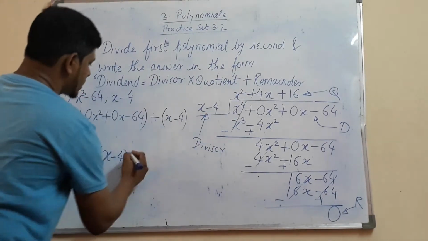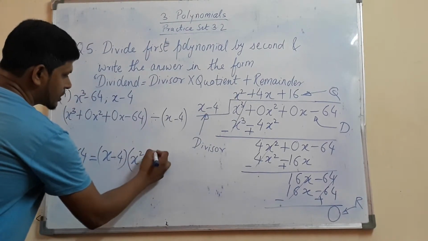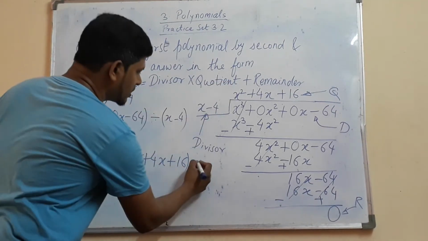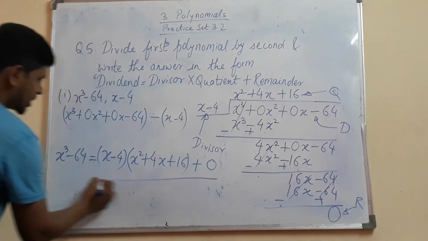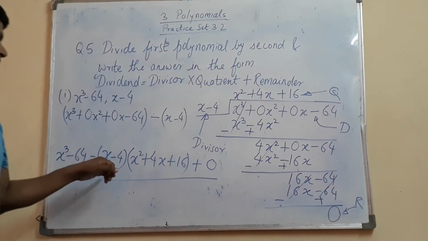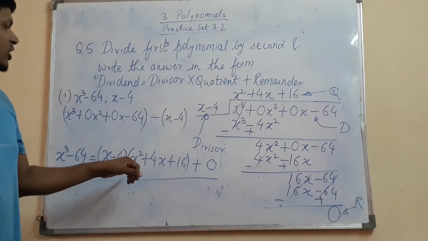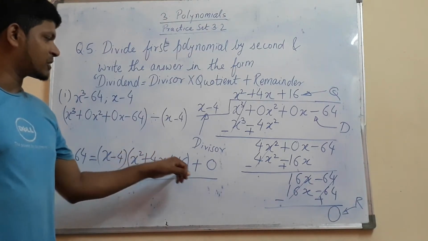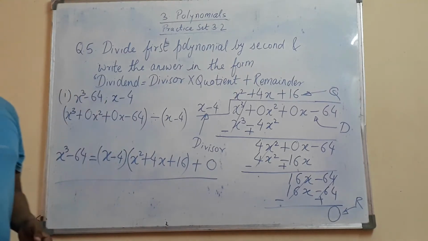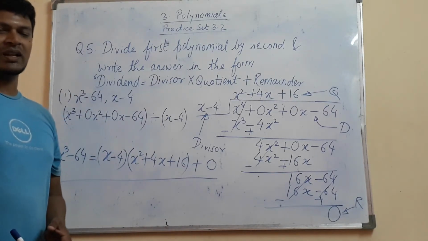Our quotient is x square plus 4x plus 16, and our remainder is 0. So this is our final answer: x cube minus 64 is equal to x minus 4, that is the divisor, into the quotient x square plus 4x plus 16, plus the remainder 0. So this was question number 5 from the chapter Polynomial, practice set 3.2.